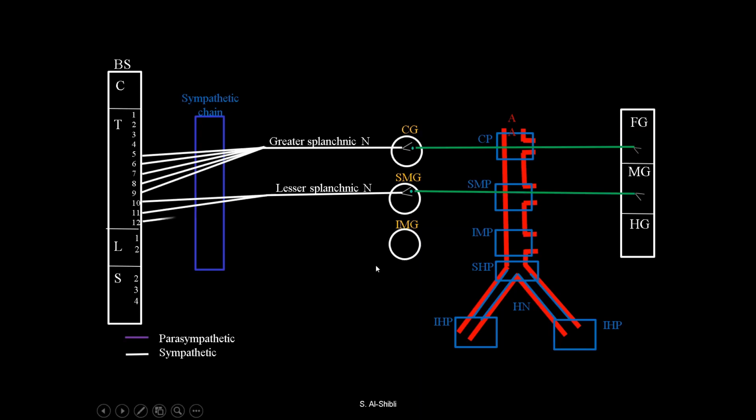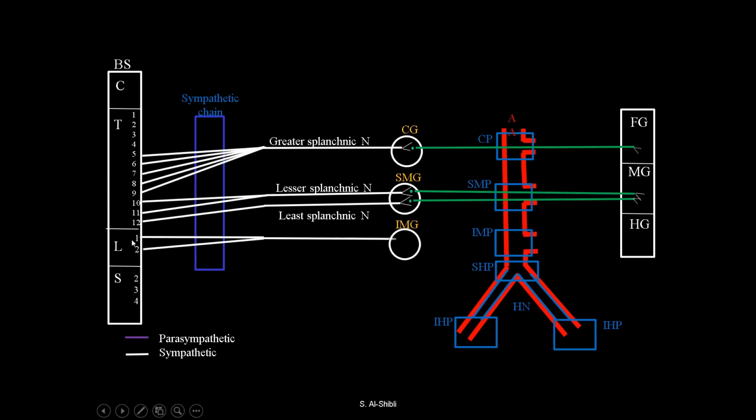The other one, a small one, we call it the least splanchnic nerve that comes from T12. It relays also in the superior mesenteric ganglia and follows the same path to reach the midgut. Finally, we have the lumbar splanchnic nerve that comes from L1, L2 to the inferior mesenteric ganglia, and from there the post-ganglionic neurons now enter the inferior mesenteric plexus to reach the hindgut.